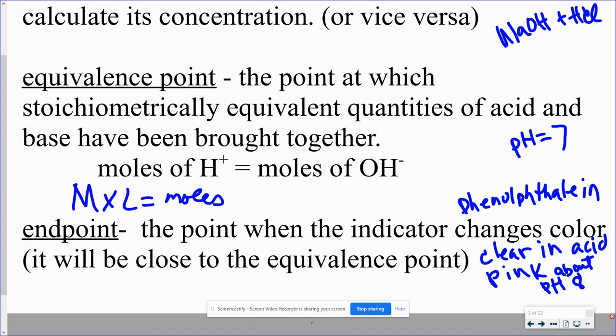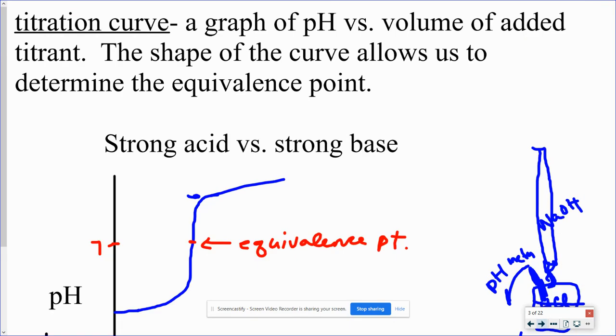The indicator we used in our lab was phenolphthalein, which is clear in acid and turns pink at pH 8. Again, the titration curve, we looked at this, where you have your strong acid versus your strong base. At the equivalence point, there is a pH of 7, and then we can keep adding. We can also try to calculate the pH at different additions if we're not using a pH meter. So that's what we're going to do. We're going to do a problem where we can calculate the pH after different amounts of base are added.